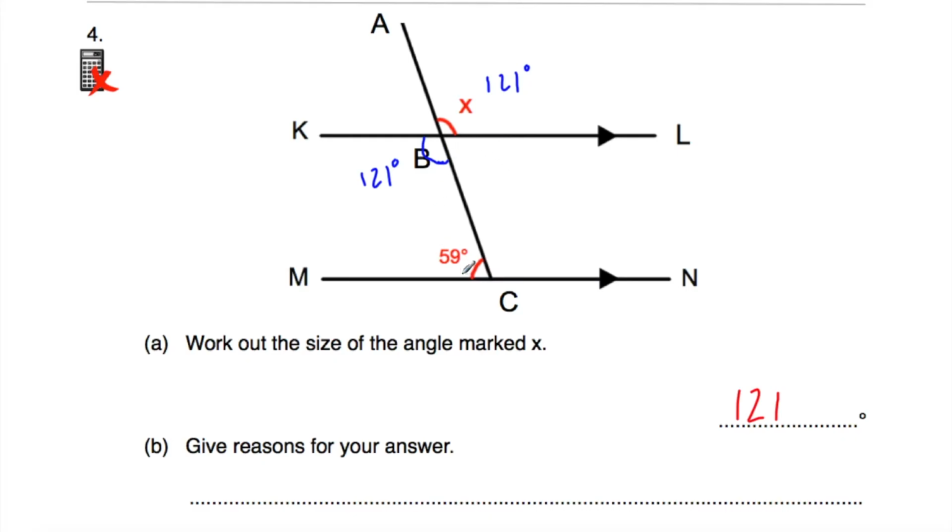I probably would go for those alternate angles to begin with and find the size of this one here is 59, and then finding x to be 121 degrees. But as long as you use your approach and then give your reasons for that answer. Okay, let's look at our next question, question number 5.